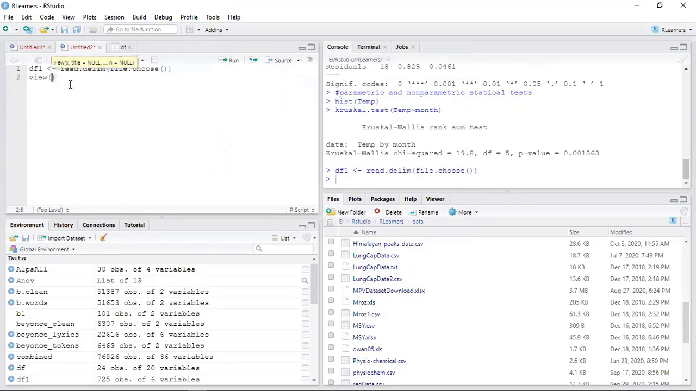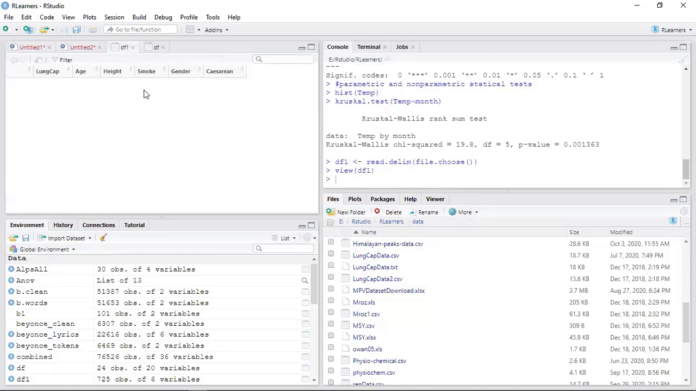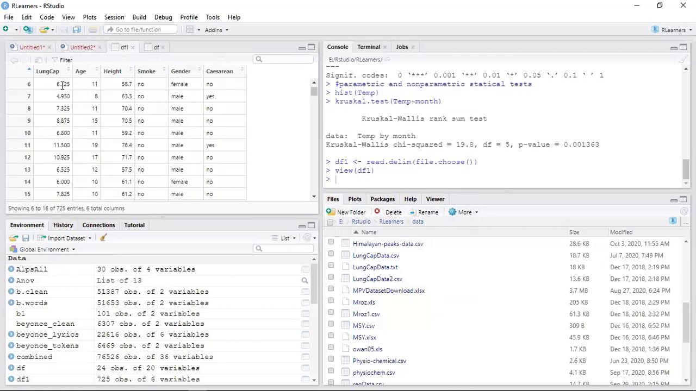View the DF1. Let's see how it looks like. So we have lung capacity. These are data of smokers and lung capacity, their age. So the lung capacity of an individual, the age of that individual, the height of that person, whether that person smokes or not, no or yes. This is called a logical data structure, a no or yes. The gender is either male or female. This is a categorical data as well. Cesarean, whether this person was born using the cesarean method of the operation, so no or yes.